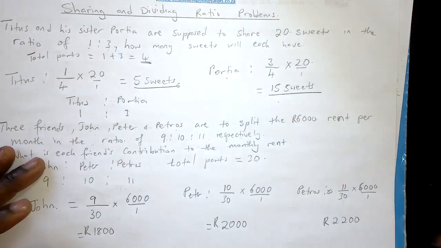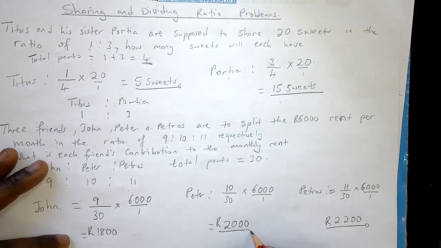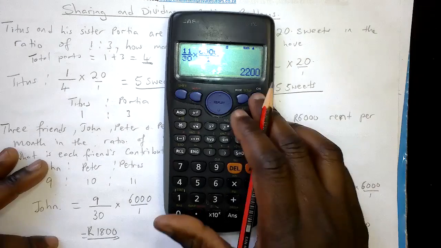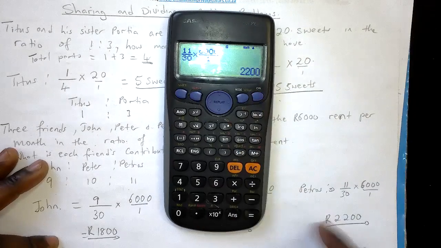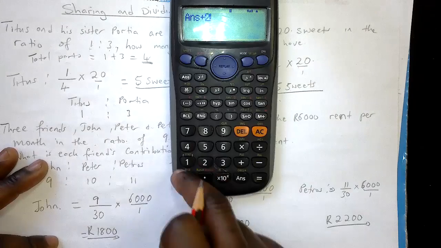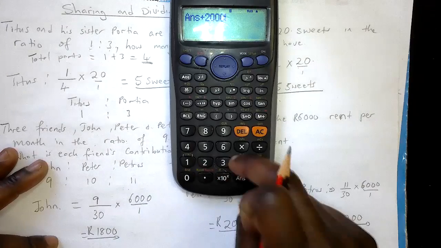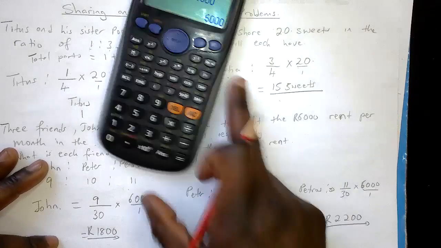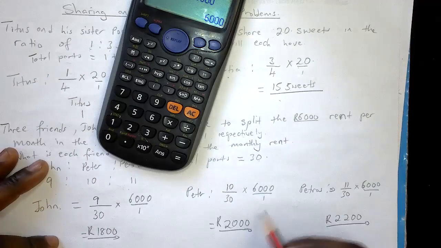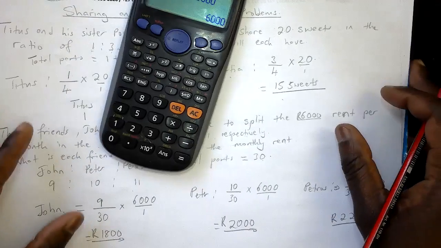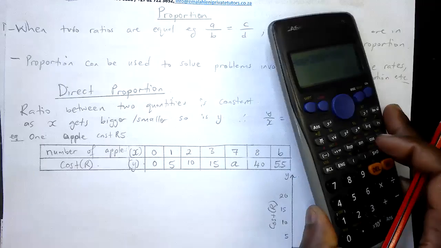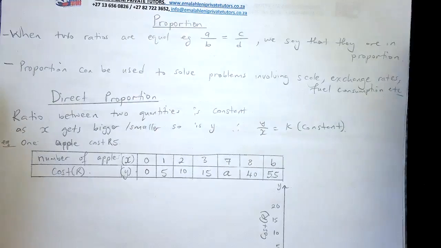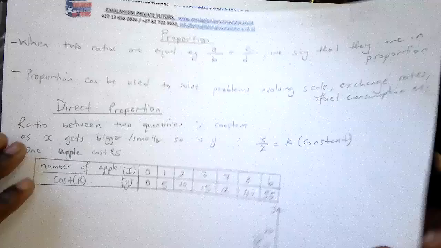Now, that's what each will be contributing. Just to cross-check, if we say 2,200, which is this one here, plus 2,000 plus 1,800, you see that we get 6,000 total, which is what we started with here. So this is actually what we call sharing in ratios. When you're splitting something together, you need to make sure that you consider that.